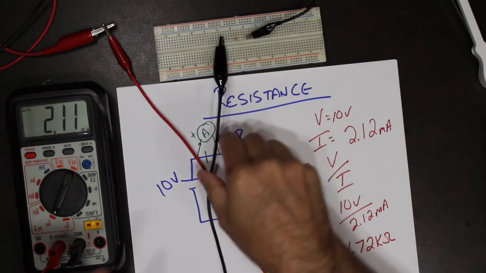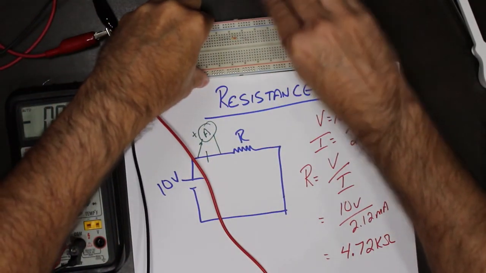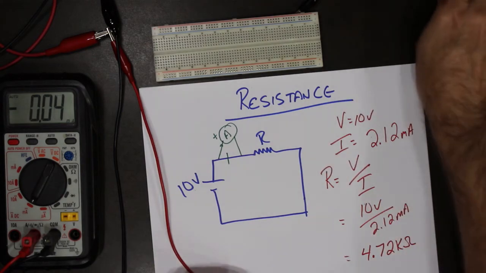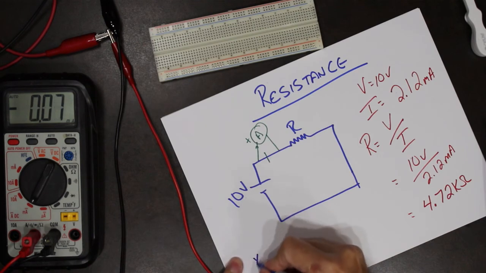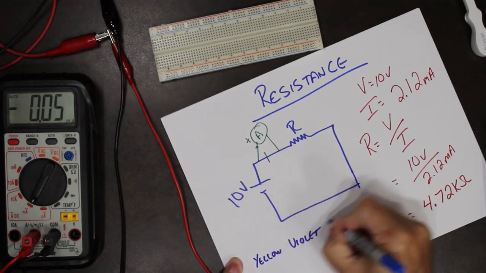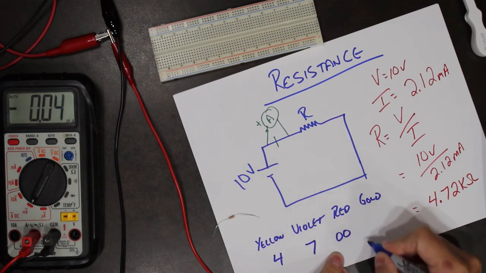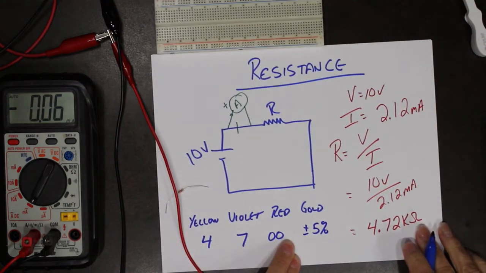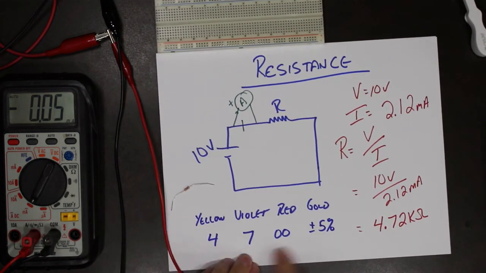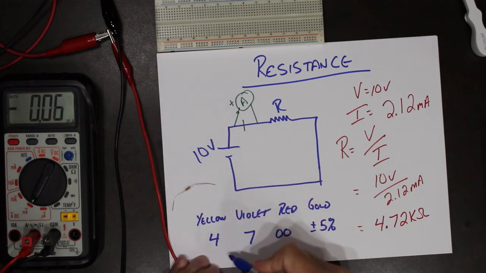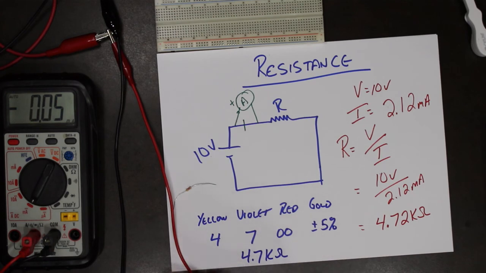So now I'll take a look and see what that resistor actually is. So I'll disconnect this. And this resistor is yellow, violet, red, gold. So that's 4, 7, 2 zeros plus or minus 5%. So, according to Ohm's law, this calculates out to be 4.72 kilo ohms, and it is supposed to be 4.7 kilo ohms, and that is well within the tolerance of 5%.